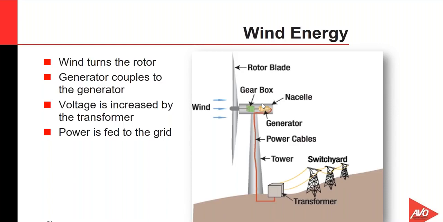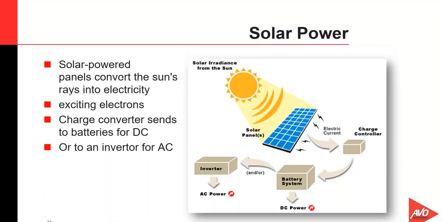Last up on the list is going to be our solar power system. Solar by far is going to be one of the cleanest types of power systems and the most reliable renewable type of energy system as well. What happens here with solar-powered photovoltaic panels is they convert the sun's rays into electricity by exciting electrons in silicon cells using the photons of light from the sun.